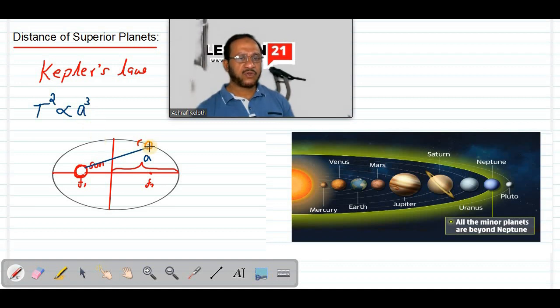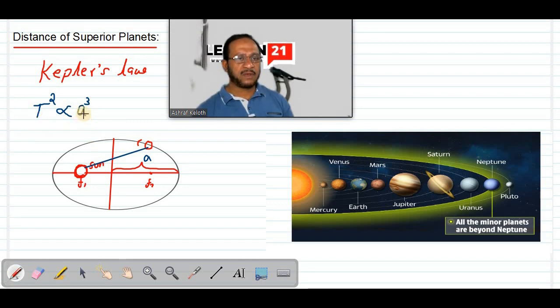Time period of revolution means, suppose Earth is the planet, then what is the time taken by Earth to complete this revolution around the Sun in an elliptical orbit? For Earth it is 1 year, isn't it? 365 days. So 1 year is the time period of Earth to revolve around the Sun in this elliptical orbit. To complete this one revolution, Earth will take 1 year. That is the time period of Earth.